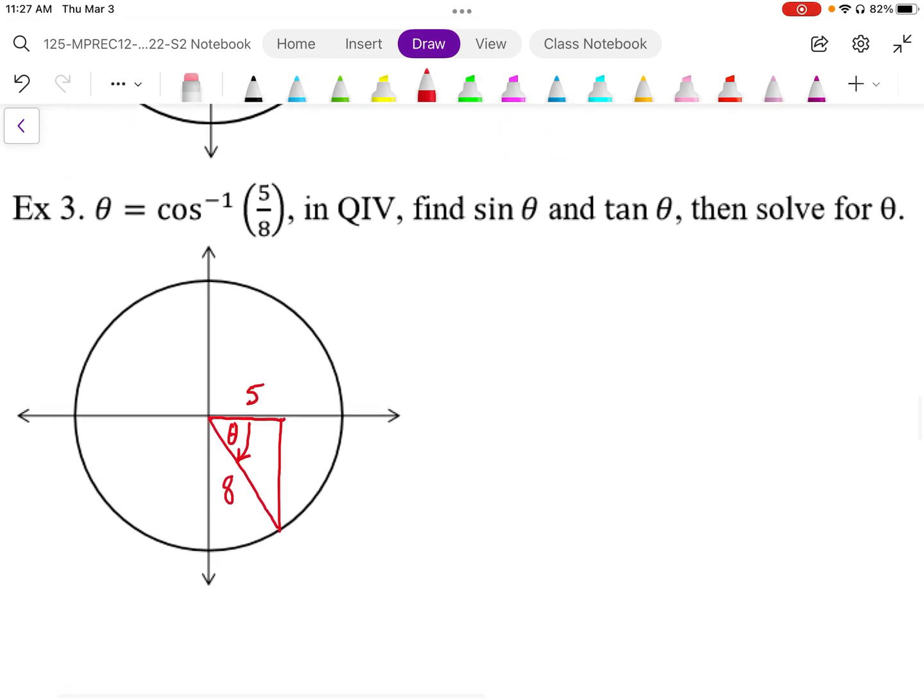So example 3, we're given the cosine ratio in quadrant form. I've drawn it here: 5, its cosine is x, so 5 to the right, 8 is the hypotenuse or radius. And we're being asked to find the sine and tan. I'm going to find the sine and tan by just calculating the third side.